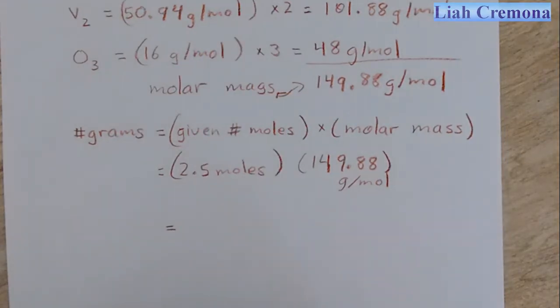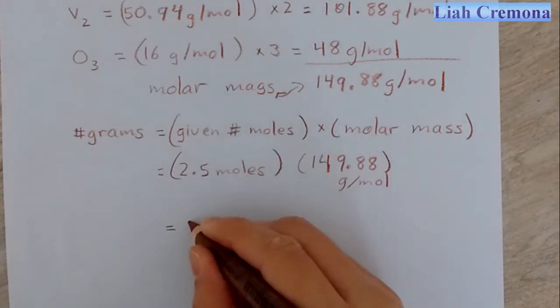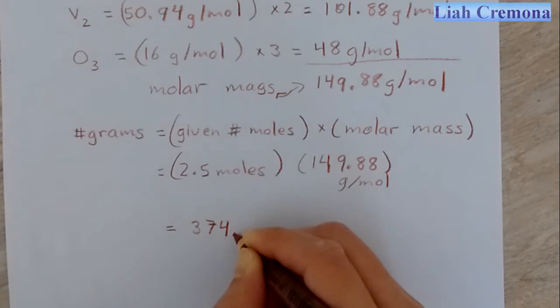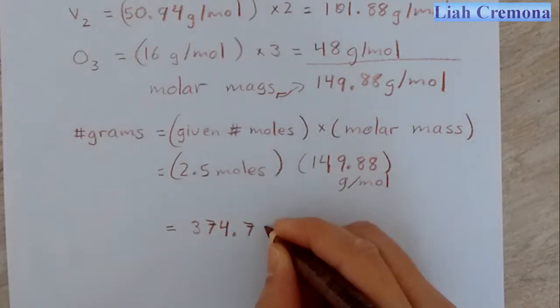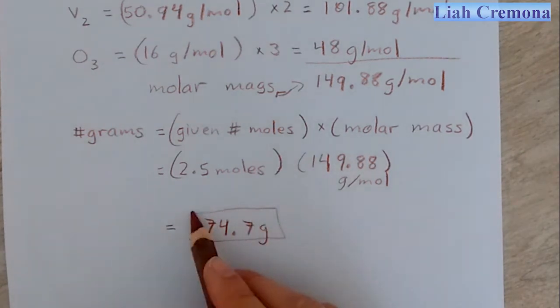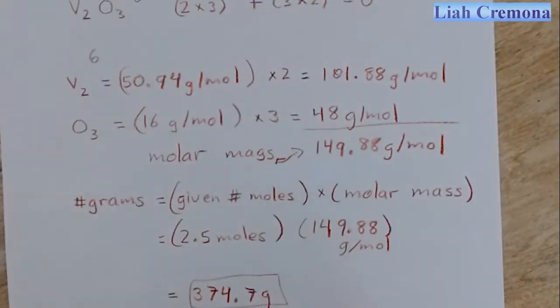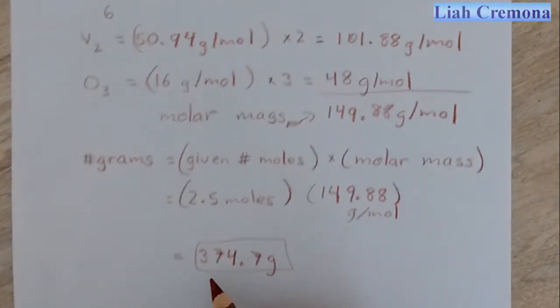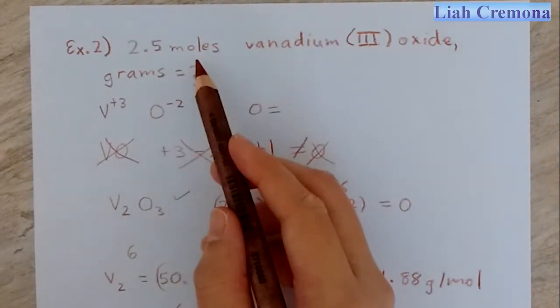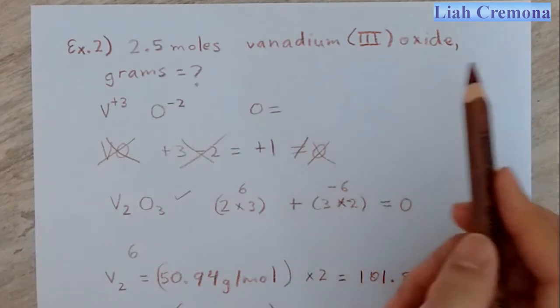2.5 times 149.88 is 374.7 grams, which is our answer. So we know that there are 374.7 grams in 2.5 moles of vanadium-3 oxide.